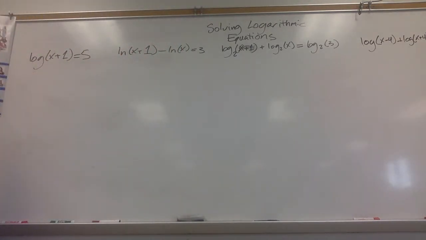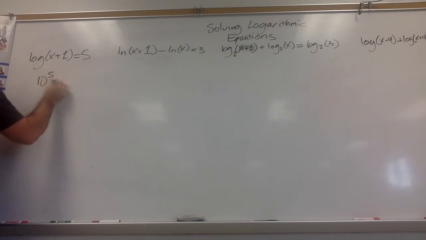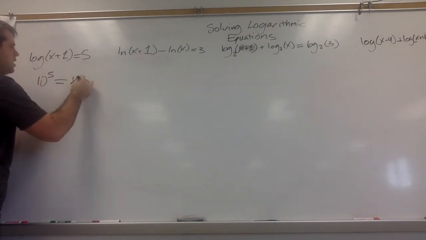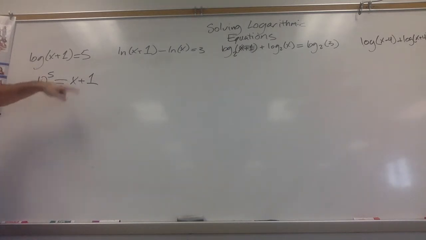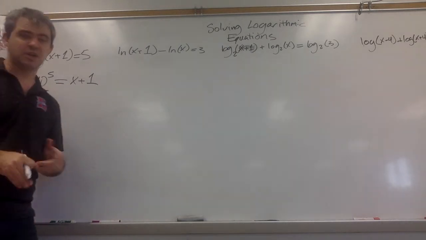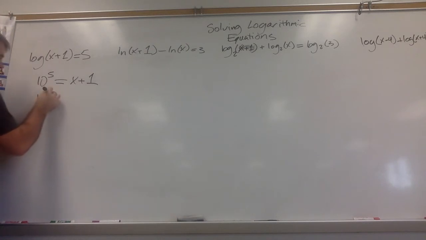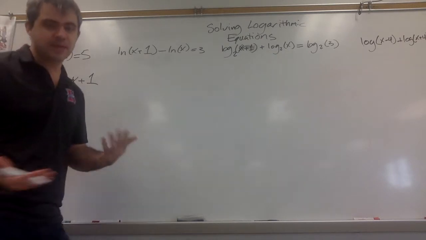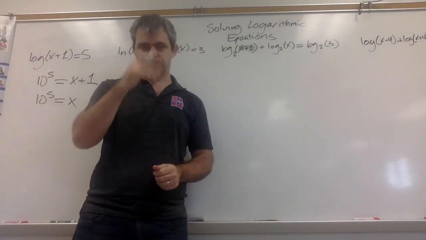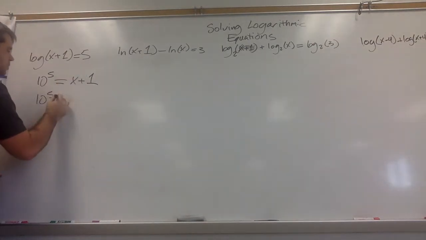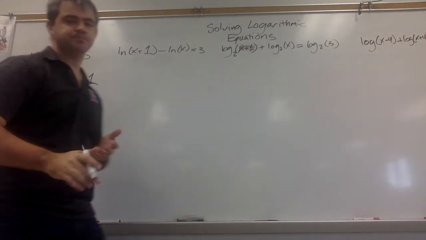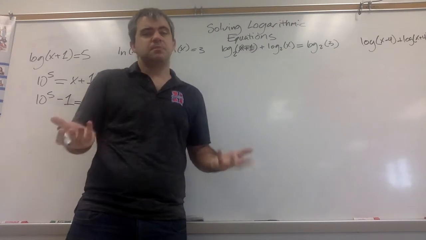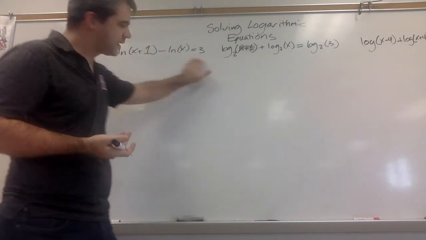So take a look at this guy. On this one, I can rewrite this as base 10 to the fifth equals x plus 1. 10 to the fifth equals x plus 1. And we're almost done. Subtract 1. And boom, that's it. Okay? Now, sorry, minus 1. There we go. So easy peasy.